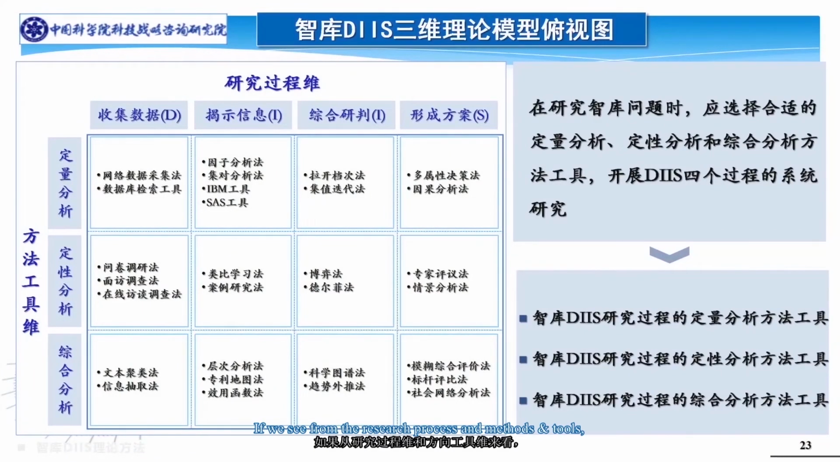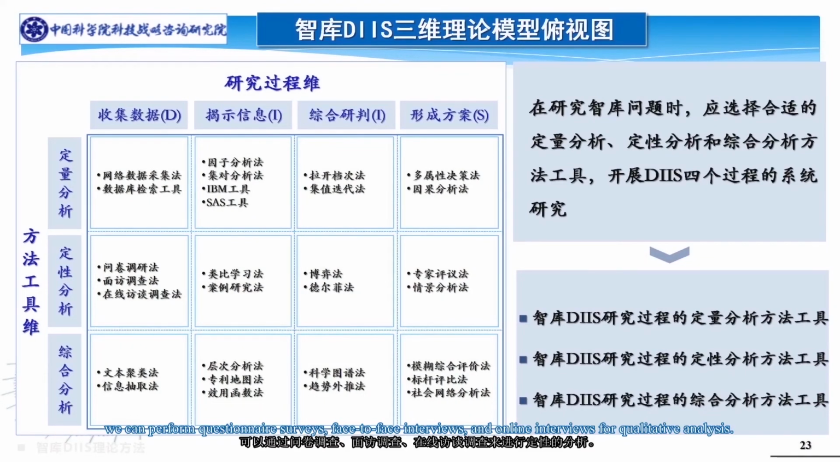If we see from the research process and methods and tools, actually, we use different methods at different stages. The quantitative analysis has many methods at the link of data. The collection of network data, the retrieval tools of databases, etc., belong to quantitative analysis. In the link of data, we can perform questionnaire surveys, face-to-face interviews, and online interviews for qualitative analysis. Text clustering and information extraction can be regarded as comprehensive analysis.